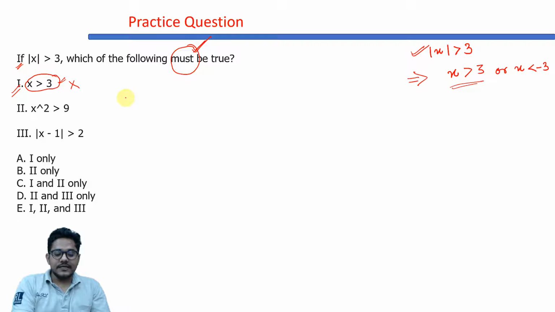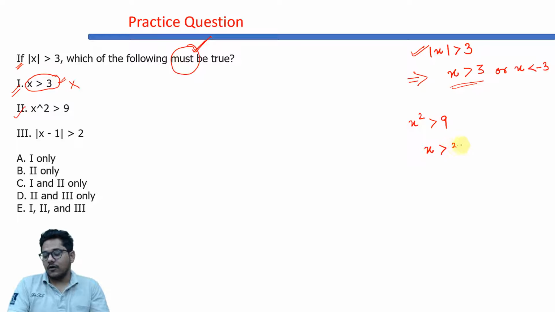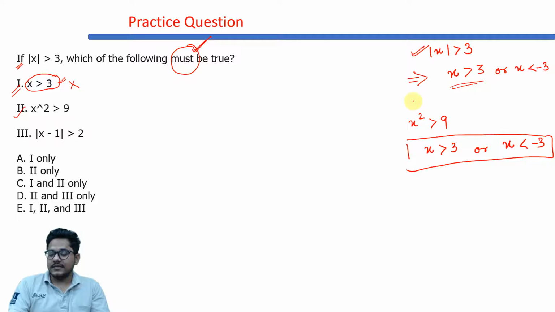Now the second statement says x square is greater than 9. In this case, the value of x would be greater than 3, or the value of x is less than minus 3. So it is just equivalent to what exactly we had. So this statement must definitely be true.